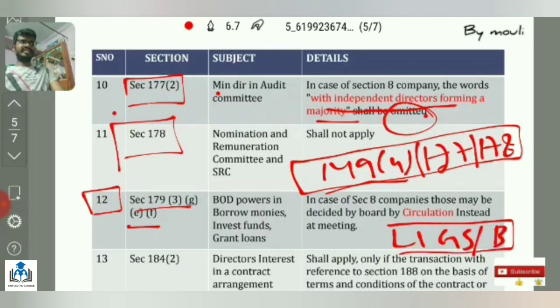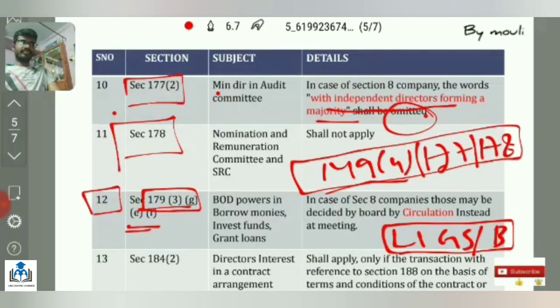If it is related to these funds, the board meeting, that shall be passed at the board meeting, not by circulation. We have already discussed in our previous video the points, the powers of the board mentioned in section 179(3) shall be passed at the board meeting only. For if it's a Section 8 company, exception is given to the relating 3 points.